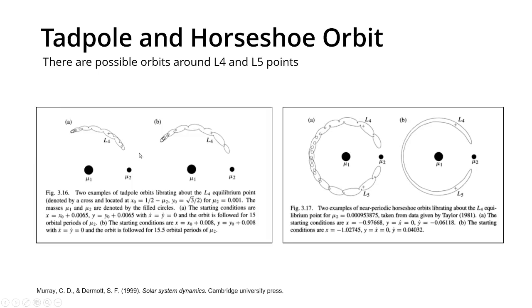And there is also what we call a horseshoe orbit. This is even weirder. It wanders around from L4 back to L5 and then back to L4 again. So its orbit will look like this. It's going around the three-body system like that. It's so weird. Just to let you know, it looks like a horseshoe and a tadpole when we look at it in a co-rotating frame.